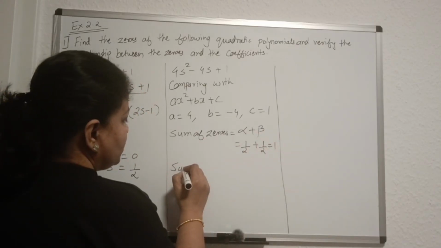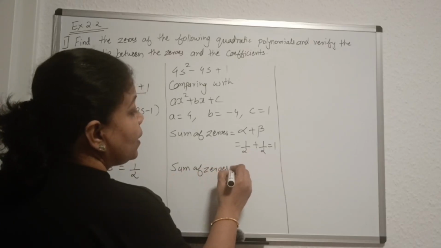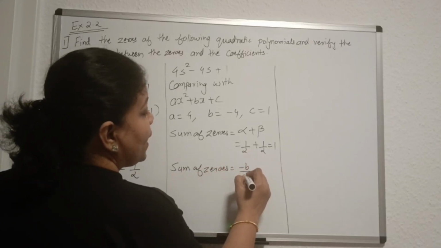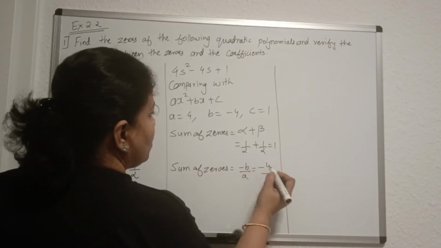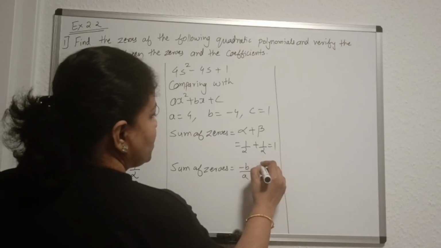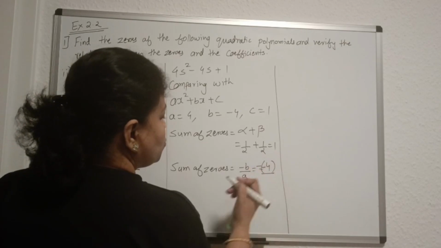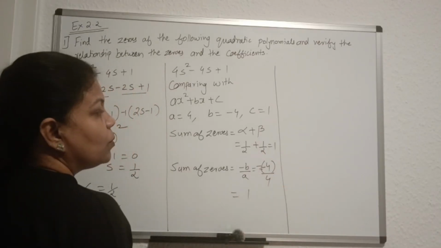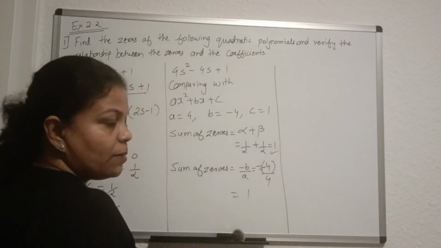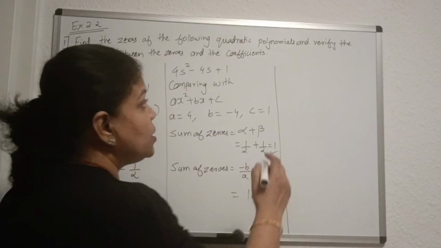And by formula, sum of zeros is given by minus b by a. So minus b is minus 4, minus of minus 4. So you can write this as minus of this inside also minus 4. A is 4. So you will get answer as 1. So by manual addition also it is 1. By using formula also it is 1. So it is verified.